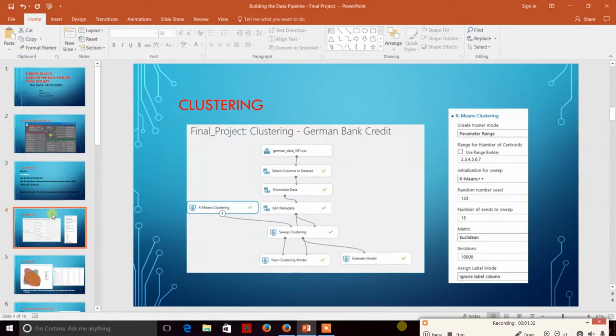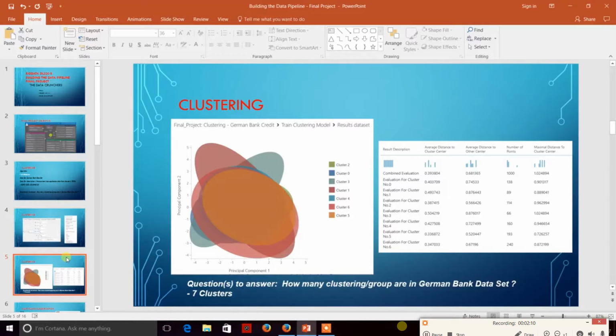As you know, we were using Microsoft Azure Machine Learning, and we were able to use some columns in the data set, normalize them, do some classifications, and we use the k-means clustering. The main parameters were the parameter range for the criteria, triangle mode. We used the Euclidean metric and 10,000 iterations. After running that, we got this number of clusters. As you can see here, we have 0 to 6, 7 clusters.